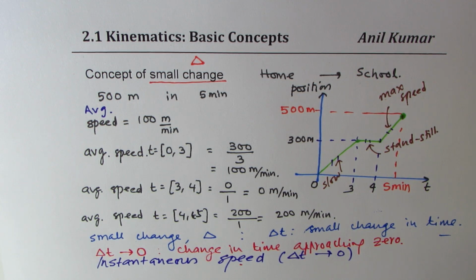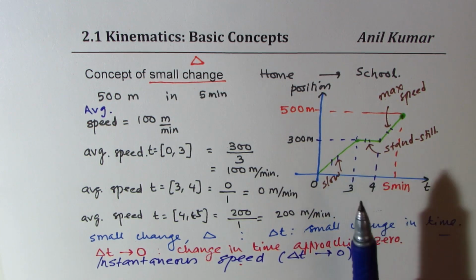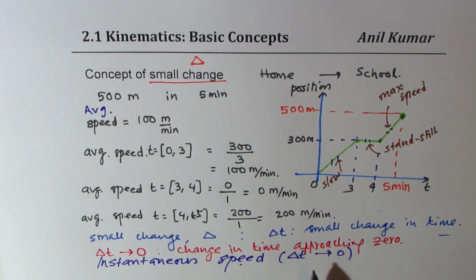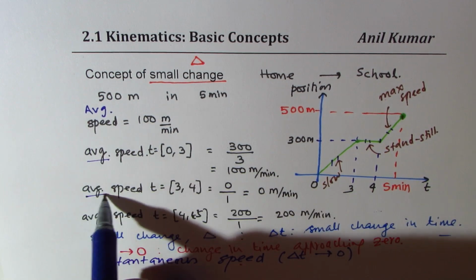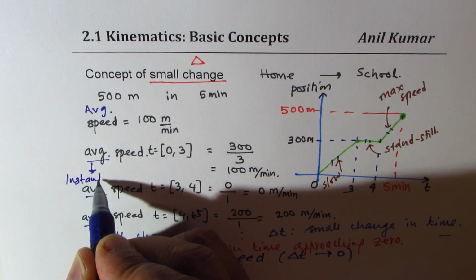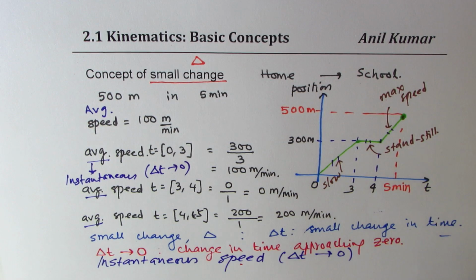Okay. So what we learned here is a small concept of small changes. Small changes give you more insight into the problem, and also if the change is very, very small, approaching zero, we'll replace the term average with instantaneous, if delta t approaches zero. Okay, so that is the concept which is very important to understand as we move along.